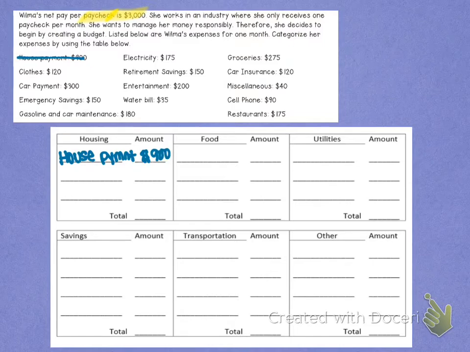Okay, and then we can go to clothes. Clothes is maybe not even something she spends money on every month. This can be other. So this particular month, she spent $120 on clothes. And then car payment, $300. So her car payment is going to go under transportation. And all we're doing is taking these expenses and putting them where we think they should go.